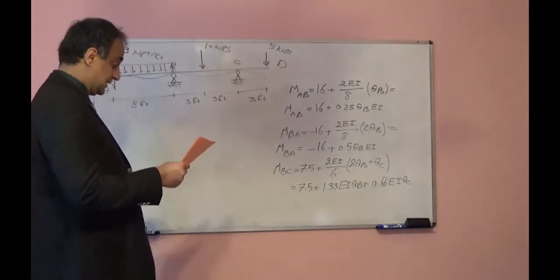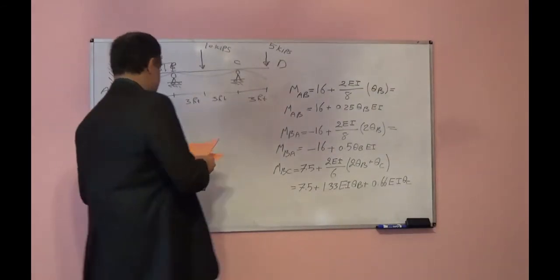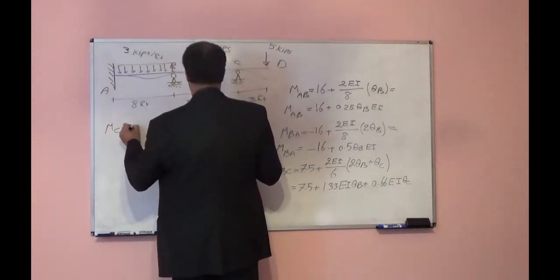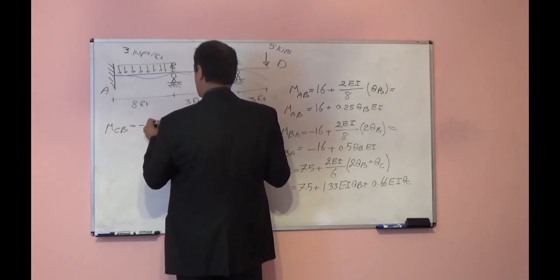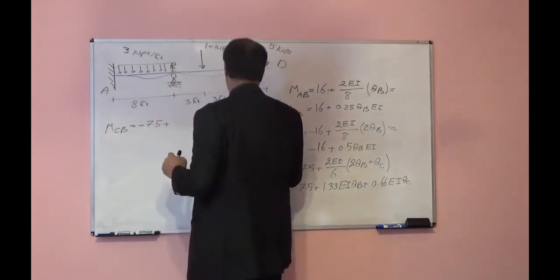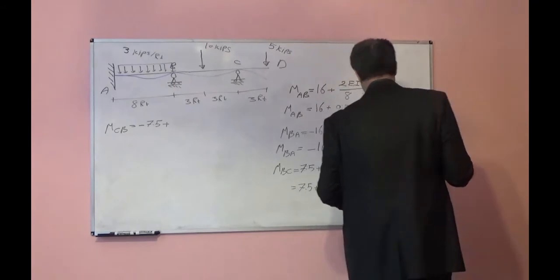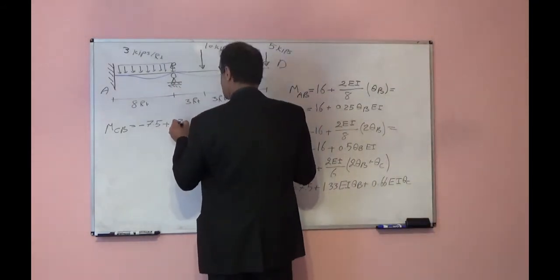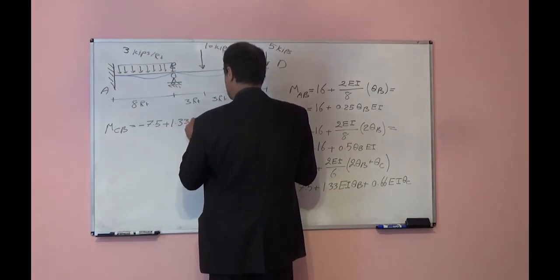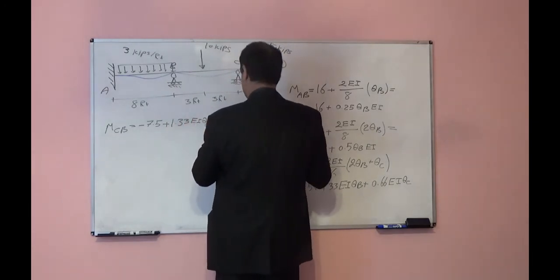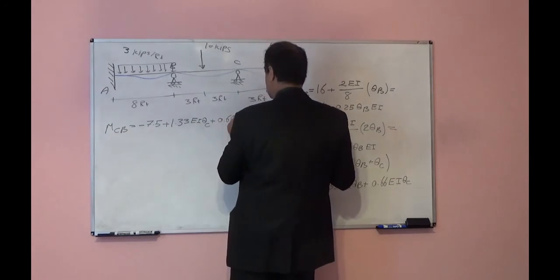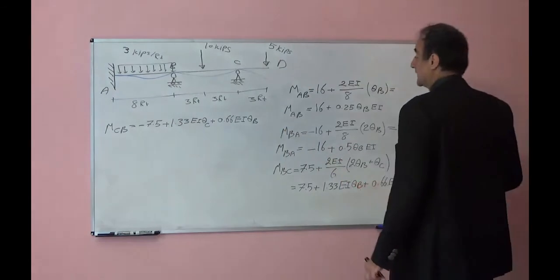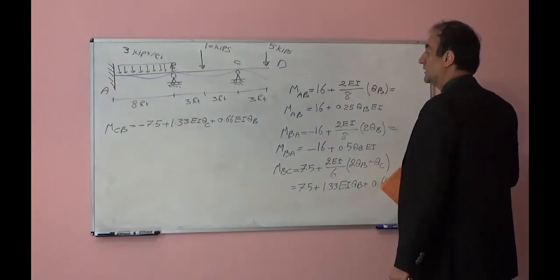Let's write M CB. M CB will be minus 7.5, everything will be the same, only you change the theta B and theta C locations. So 1.33 EI theta C plus 0.66 EI theta B. These are the slope deflection equations.